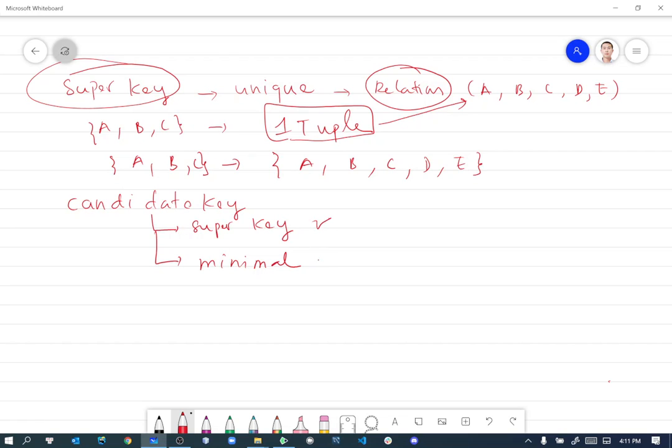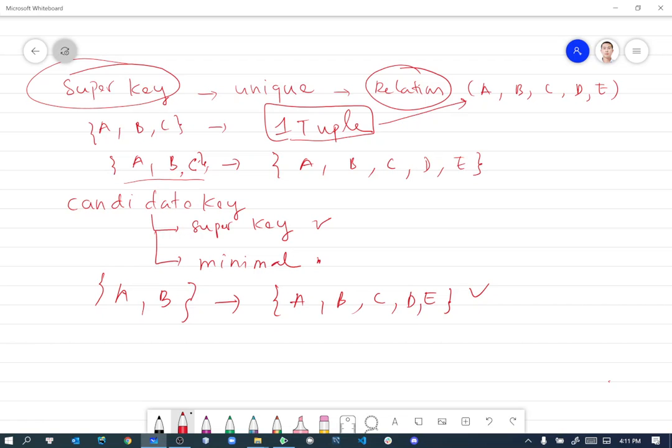Next, it has to be minimal. What does minimal mean? Let's say you drop C out. If A and B can still determine everything, A, B, C, D, and E, if this is okay, then ABC is not a candidate key because it's not minimal.